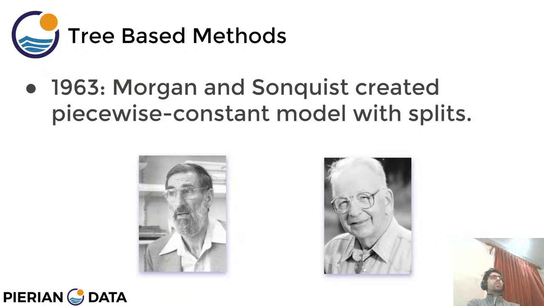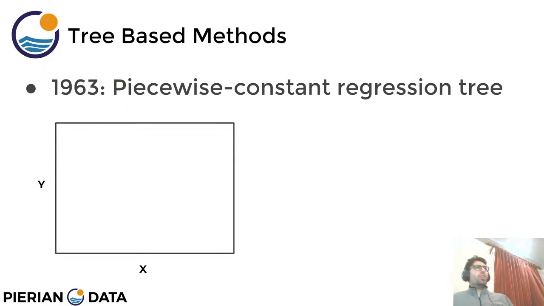Morgan and Sonquist created what's known as the piecewise constant model with splits for the decision tree. This is essentially what I want to show you, how this actually works for the tree they created. And then we'll talk about Gini impurity, as well as a couple of ideas and vocabulary terms we want to discuss.